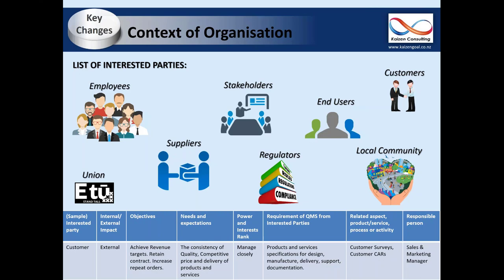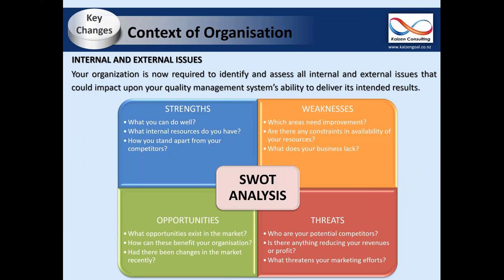Another one, we have internal and external issues. Your organization is now required to identify and assess all internal and external issues that could impact your quality management system's ability to deliver its intended results. We've put an example of a SWOT analysis here. This is just something that we recommend businesses use. You may have all sorts of different analysis matrices for yourself. So we have strengths, weaknesses, opportunities, and threats.